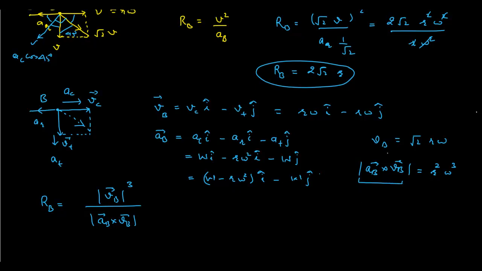So if we substitute the value here, we have under root 2 R omega whole cube divided by R square omega cube, and if we solve it, we will get 2 under root 2 R. Clear? So this is our desired result. So you can solve this question in any form you like.